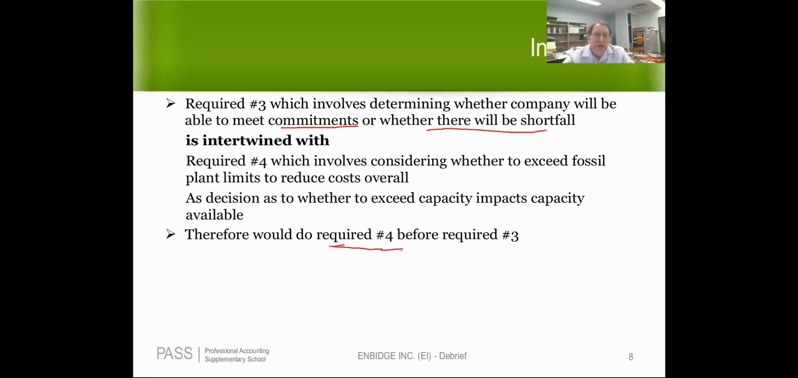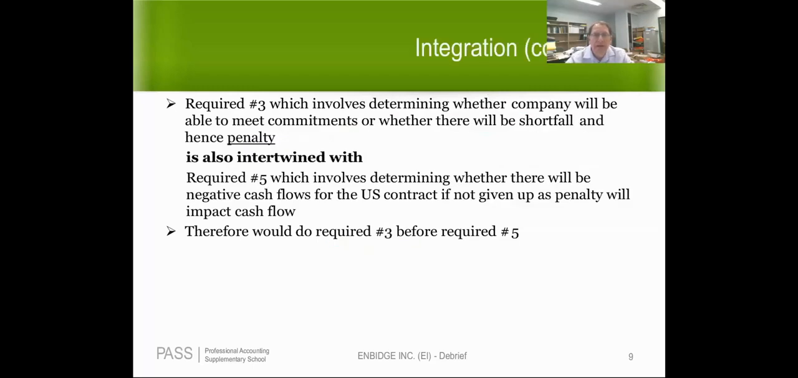A decision whether to exceed capacity impacts the capacity available. So why don't we do number 4 first, whether to exceed the limits, and then we'll see the impact on the shortfall. I'm just saying there's a little bit of integration here between the 3rd and the 4th required. Okay. Also, number 3 and number 5.